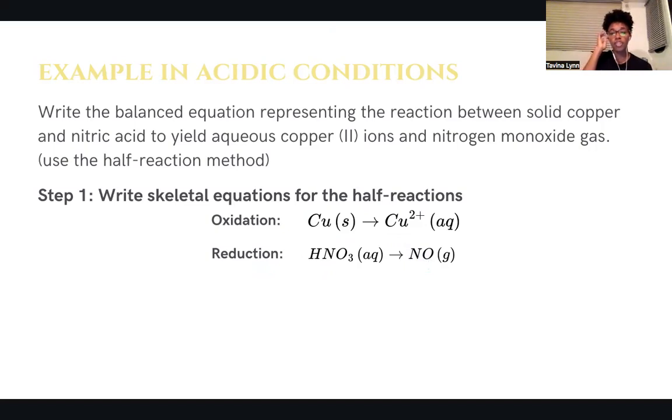So the nitrogen in nitric acid has a charge of +5. Whereas in nitrogen monoxide, it has a charge of +2. So it is gaining electrons.